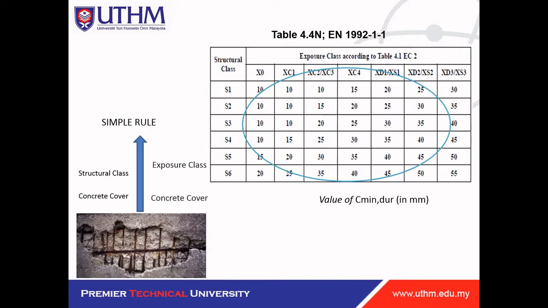For the exposure, the simple rule is that when the structural class increases, the concrete cover will increase because the structure needs to last for more years. And when the exposure class increases, the concrete cover will also increase because the structure is more exposed to the environment. Let's say you have XC1 and S5, you have 20. If it's only a temporary structure, then the cover only needs 10 compared to 20. So you need to check the C min durability for your structure.